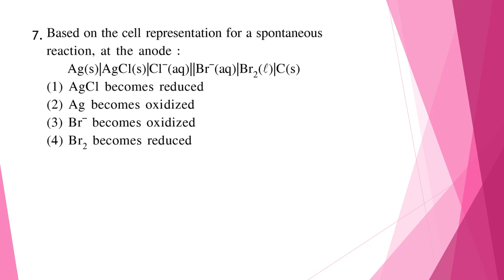Question 7. Based on the cell representation of a spontaneous reaction at the anode. Now the cell is given. Now we have to tell which one is correct. So for this cell, Ag plus Cl gives AgCl. So this is the reaction which happens at anode. Now we look at the options. So we can see in the reaction that Ag is oxidized in this case. So the correct answer will be option 2, that Ag becomes oxidized.